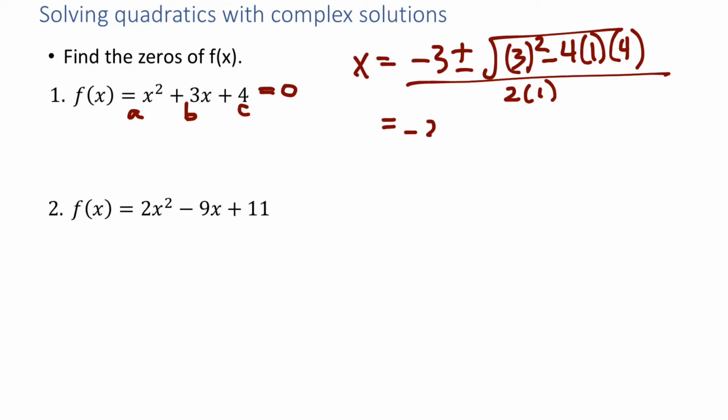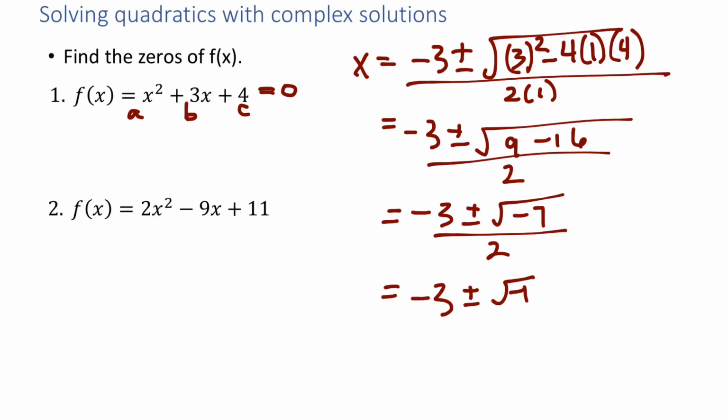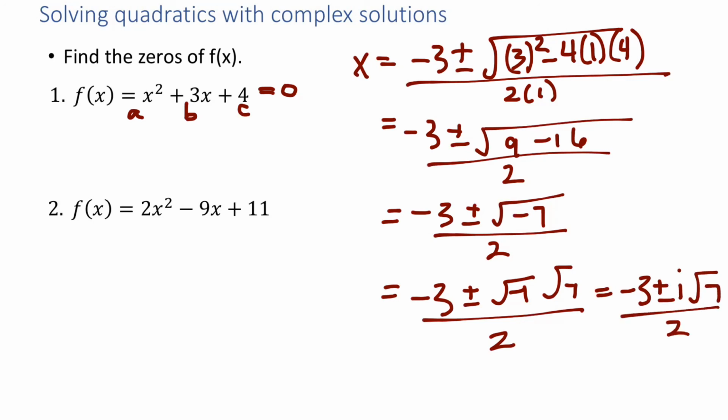So that's negative 3 plus or minus the square root of 9 minus 16, over 2, which is negative 3 plus or minus the square root of negative 7 over 2, which is equal to negative 3 plus or minus the square root of negative 1 times the square root of 7, over 2. So that's negative 3 plus or minus i square root of 7, over 2.